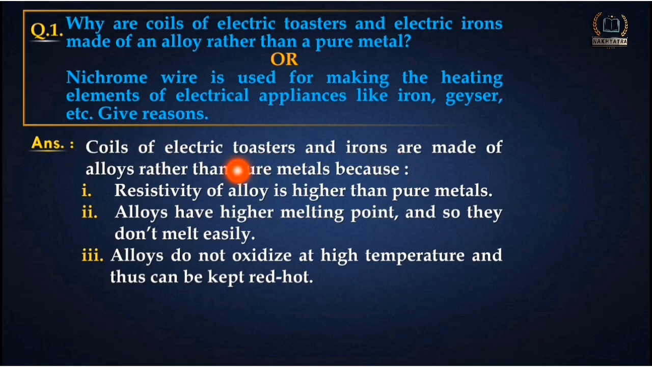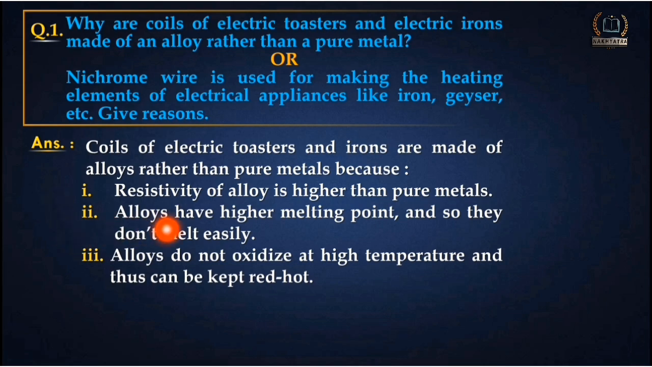Why do we use the nichrome wire, okay guys? So see the answer: coils of electric toasters and irons are made of alloys rather than pure metals because the resistivity of an alloy is higher than that of pure metals. So alloys have higher resistivity than pure metals, okay? It is higher than the pure metals.